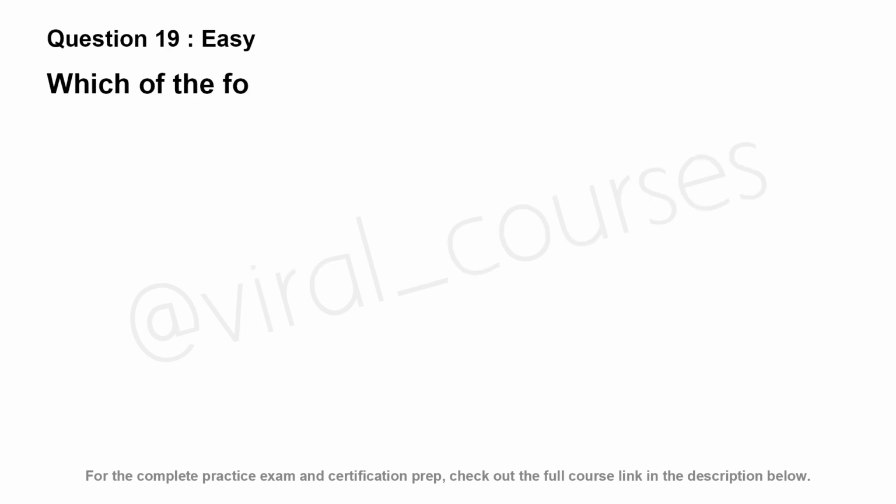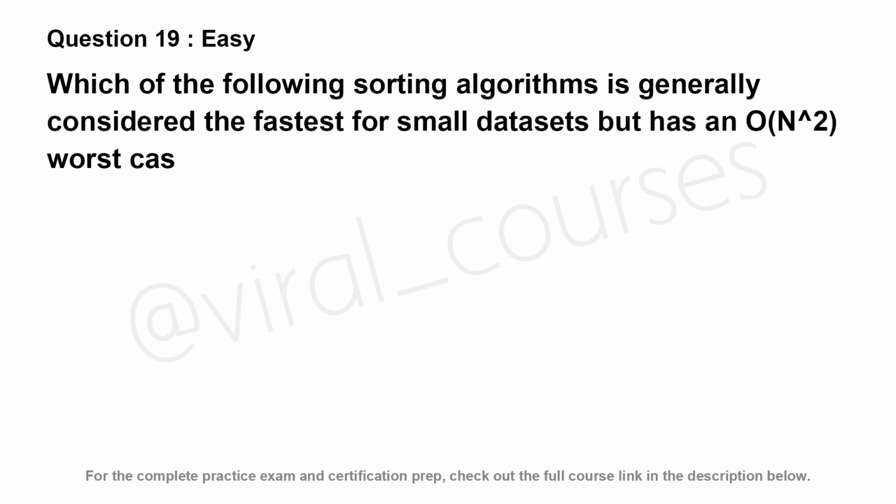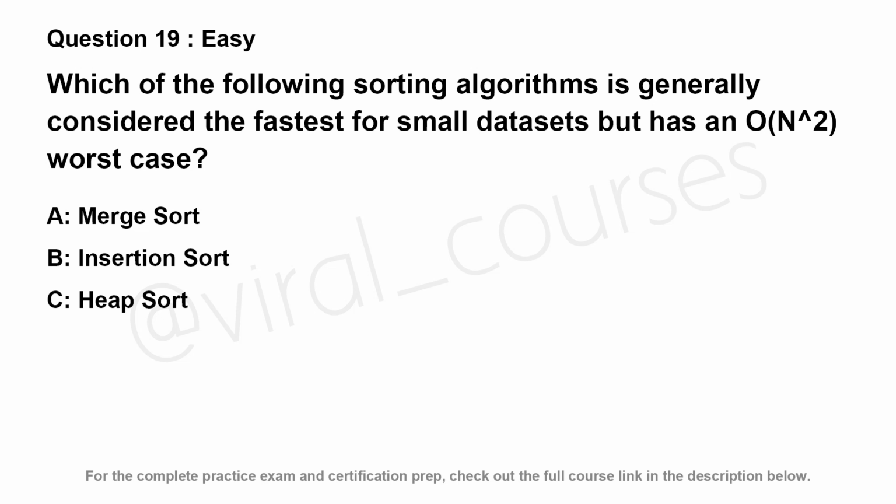Which of the following sorting algorithms is generally considered the fastest for small datasets, but has an O(n squared) worst case? Option A, merge sort. Option B, insertion sort. Option C, heap sort. Option D, radix sort.